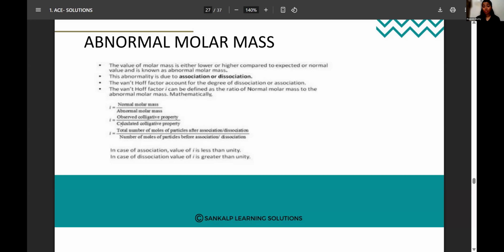Then I would like to tell this last concept, abnormal molar mass. What is abnormal molar mass? Again, the value of molar mass is either low or high compared to the expected or normal value. We expect one value, but if it comes out higher or lower, that is called abnormal molar mass. That's all. And they ask about its relationship, guys.